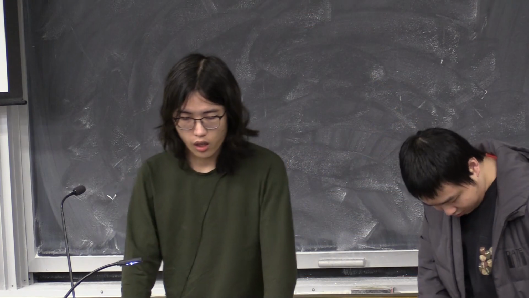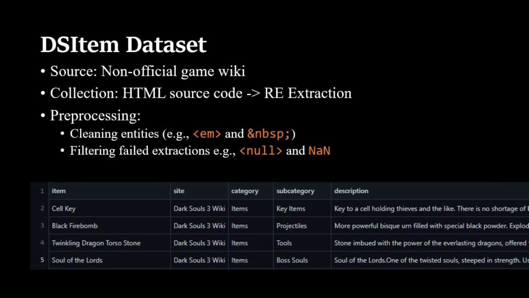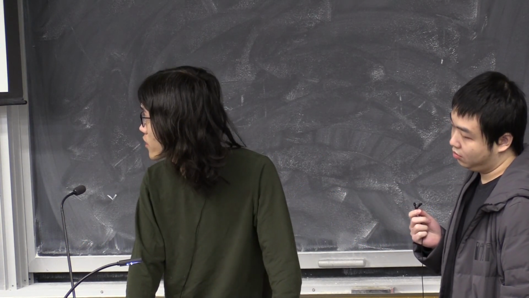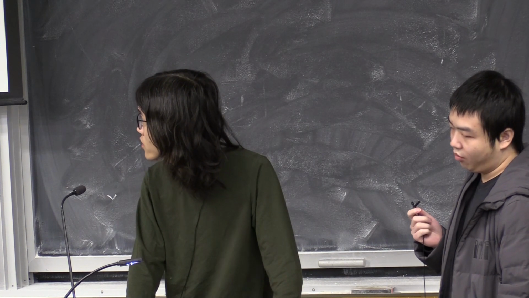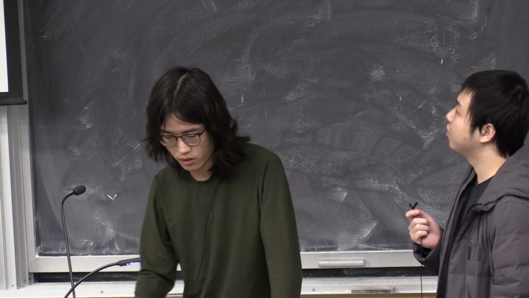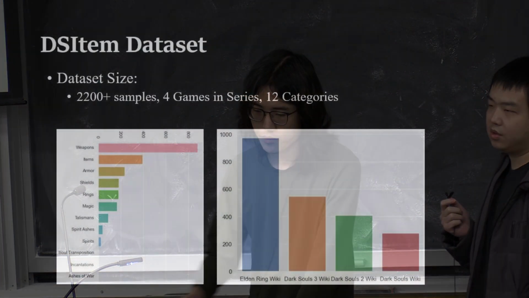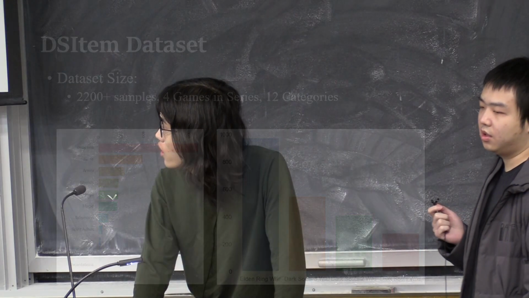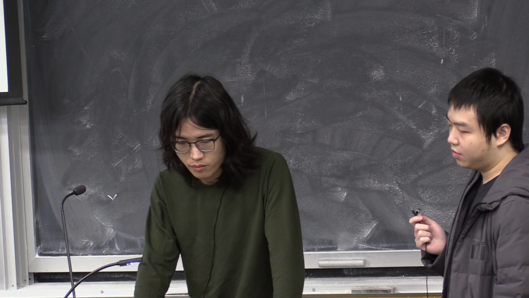So how do we collect our data set? It's from a non-official game wiki. We collect the data by downloading the HTML source code and using regular expressions to extract the text from the containers. We simply process the data by cleaning the entities and filtering failed expressions like null and non-existence. Our data set mainly contains 2,200 samples from 4 game series and 12 categories of items. That's actually not a small amount.